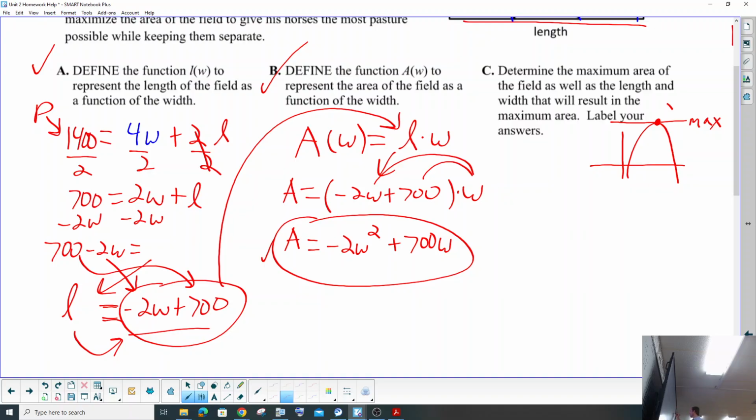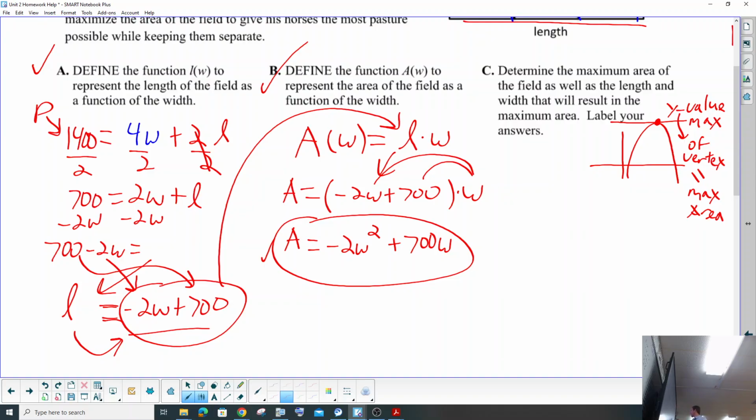And so we just need to find the y value of the vertex. The y value of the vertex will give us the maximum area. Well, how do we do that? You could graph this in your calculator. I'll also show you how to do it algebraically.